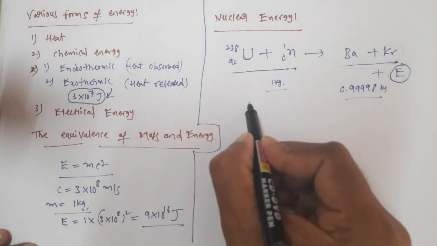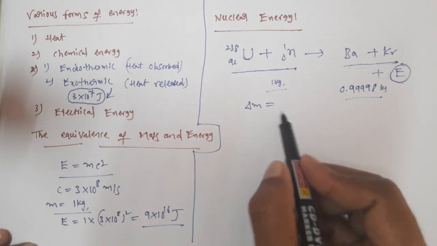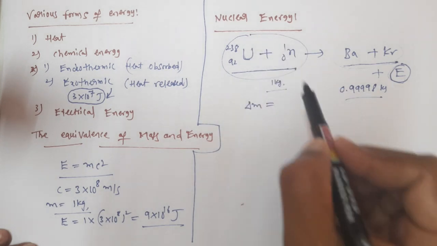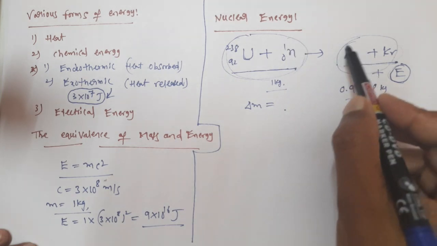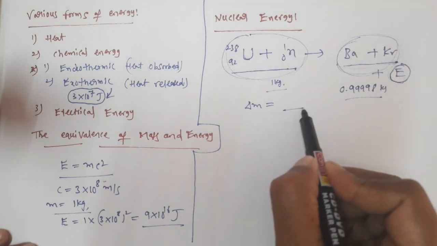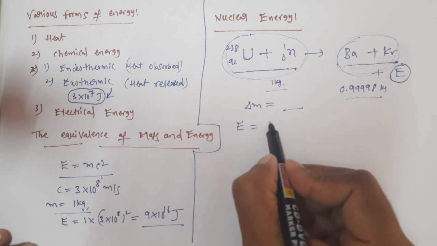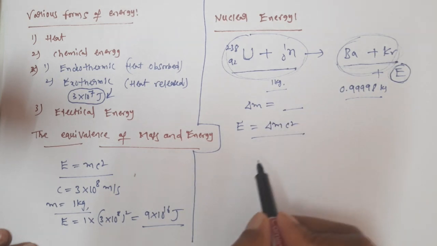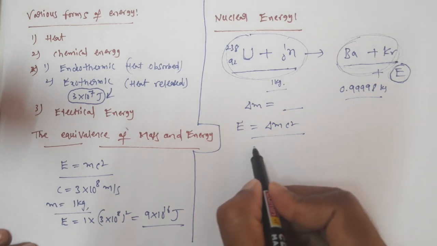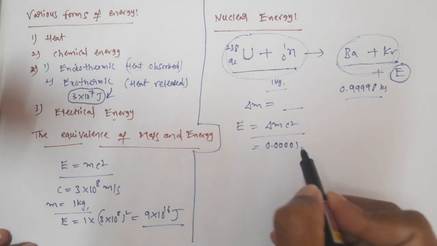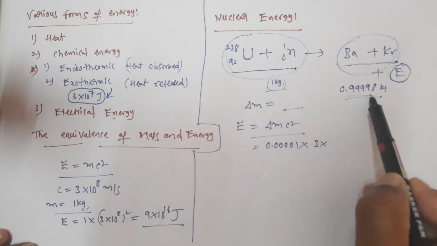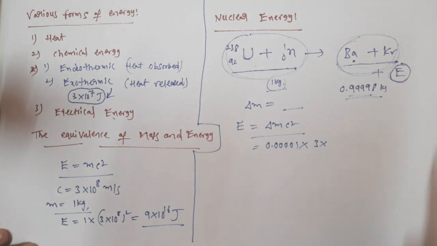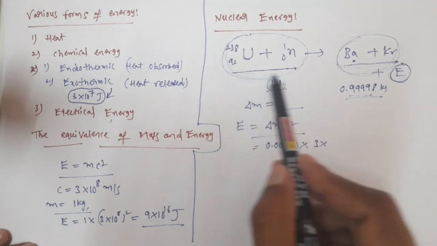So here, how do we calculate delta m? The mass of reactants minus mass of products. So we'll get some value, right? Now the energy produced in this case is equal to, what is the formula? Delta m into c square. If delta m is equal to 0.00001 kg into c square, and this value is not for only one reaction, it is for many reactions, for crores or millions or billions of reactions.